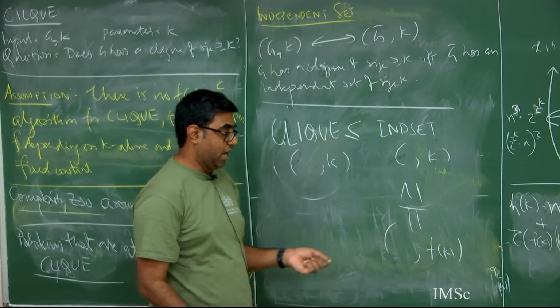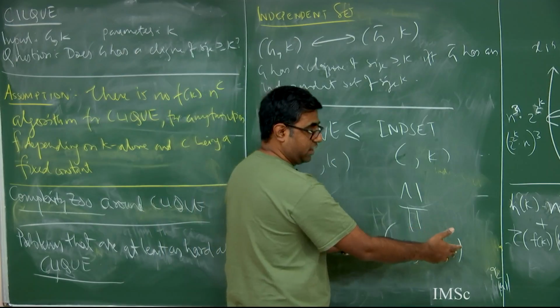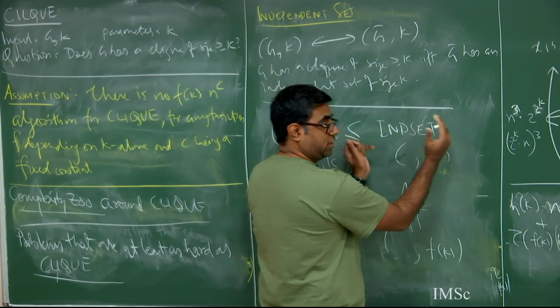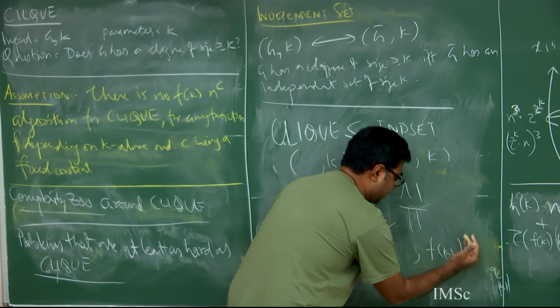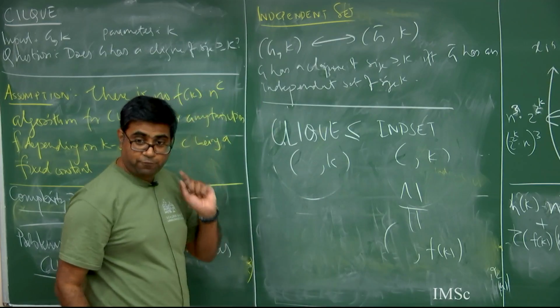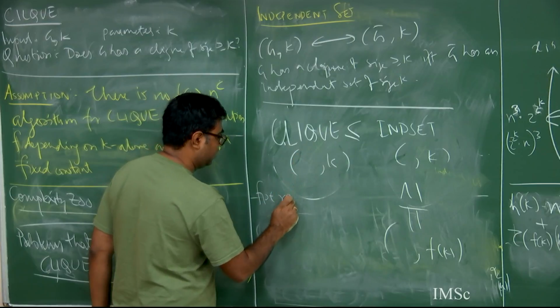And how will I argue? Oh, this is a yes instance of clique if and only if this is a yes instance of independent set, if and only if this is a yes instance of pi, and that's it. So prove for yourself that FPT reduction, which I defined before, is transitive.